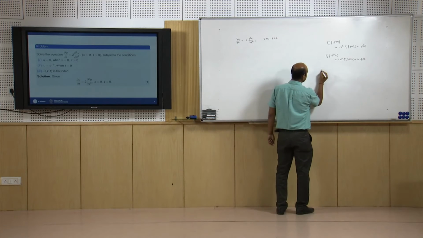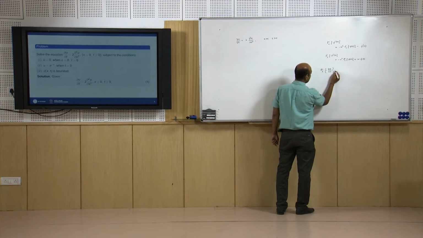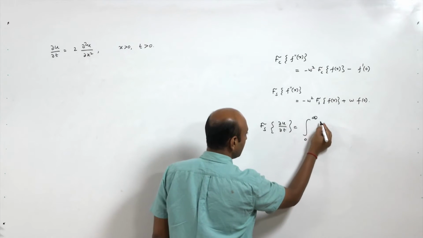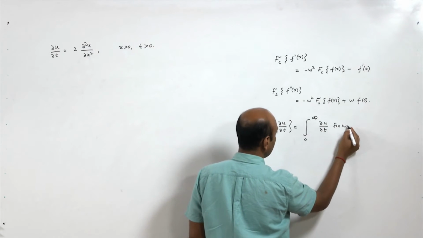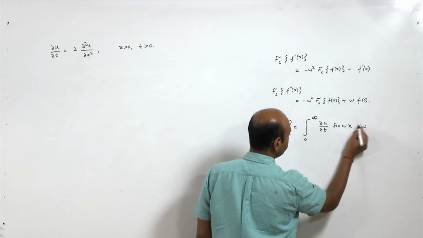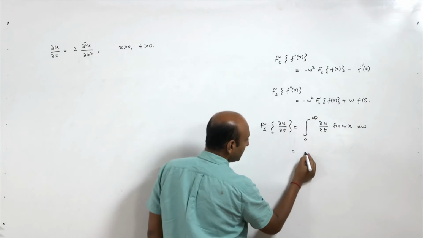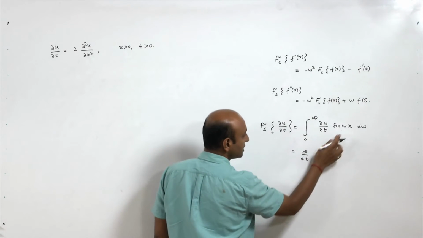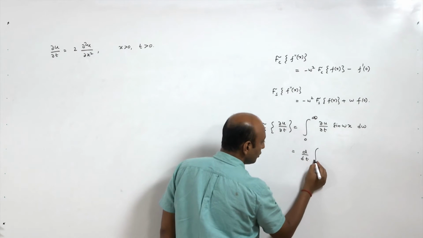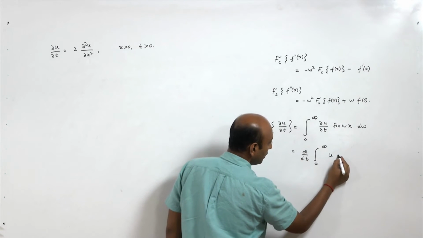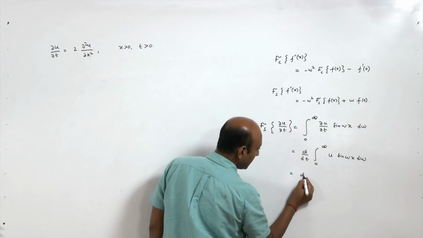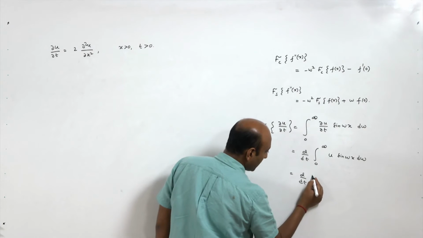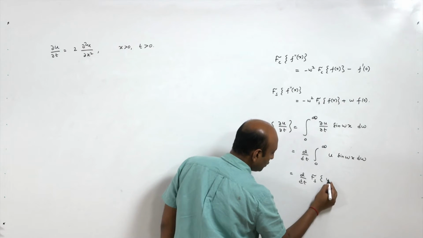What will be the Fourier sine transform of del u by del t? It will be nothing but the integral from 0 to infinity of del u by del t times sine omega x d x. That will be nothing but d by dt, because this term is free from t, of the integral from 0 to infinity of u times sine omega x d x, which is nothing but d by dt of the Fourier sine transform of u x t.